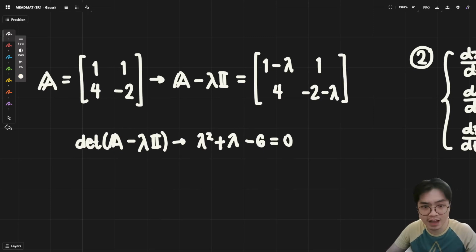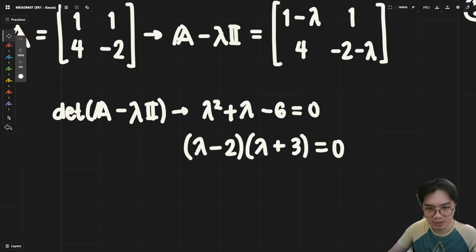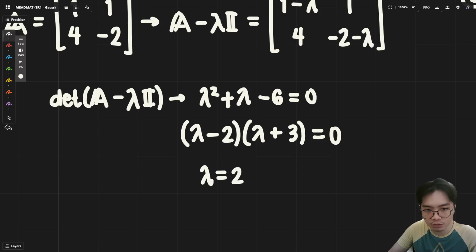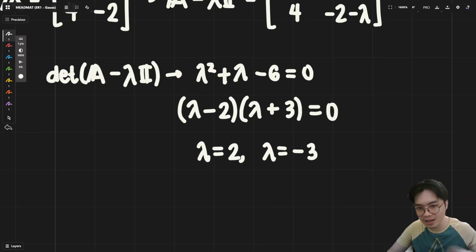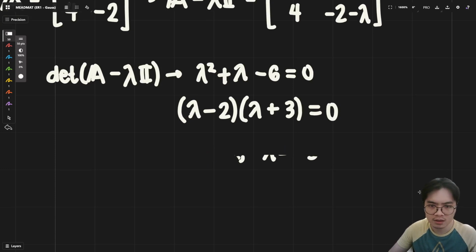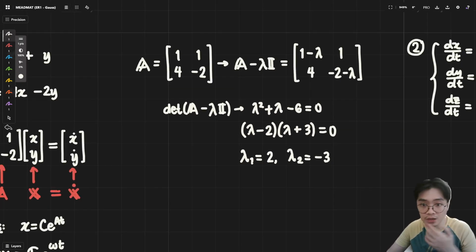As you can see, you can factor this out. With enough effort, you will get lambda minus 2 and lambda plus 3 equal to 0, which means there are two values of lambda: lambda equals 2 and lambda equals negative 3. It depends what value you want to assign these to, but I will choose this as my lambda 1 and this as my lambda 2. I'm giving them an order because this order will matter later down the line.